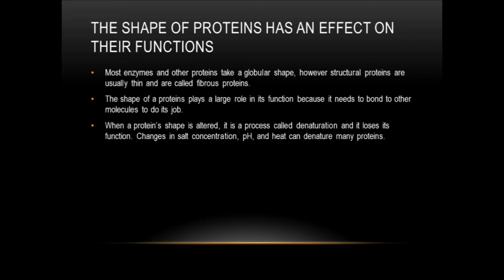Most enzymes tend to have a globular shape, while structural proteins are thinner and are called fibrous proteins. The shape of a protein plays a large role in its function because it needs to bond to other molecules to do its job. Once a protein's shape is altered, it is in a process called denaturation, and it loses its function. This can occur from a change in the salt concentration, a change in pH, or heat.